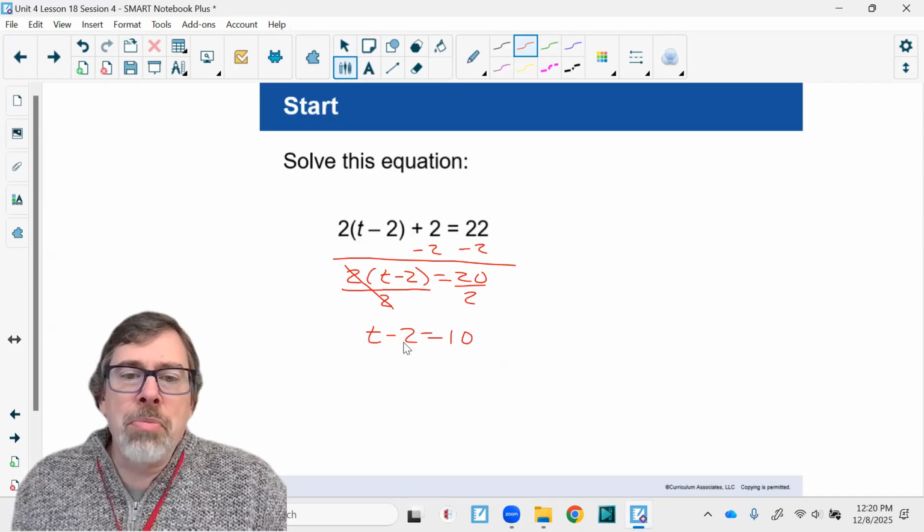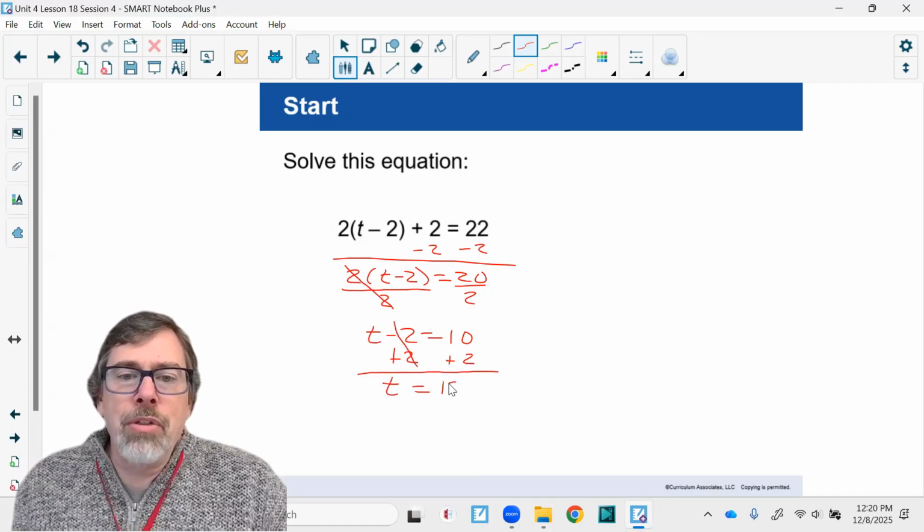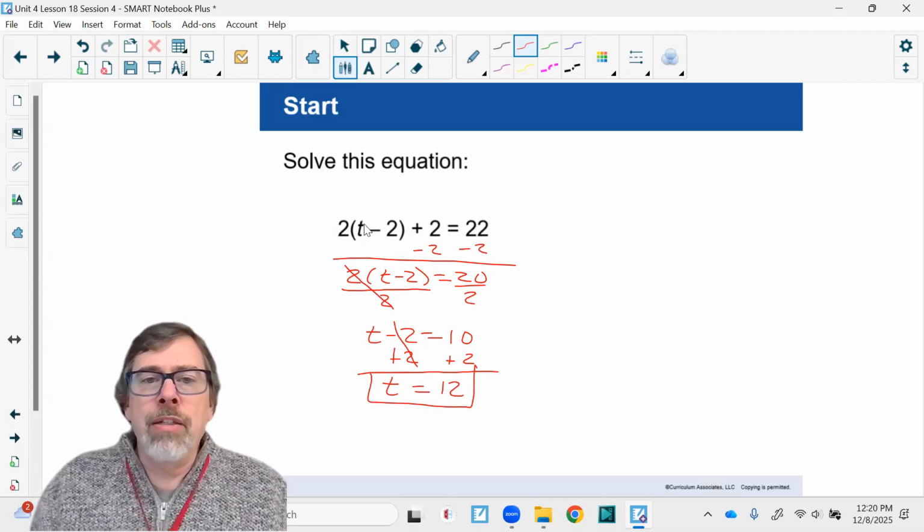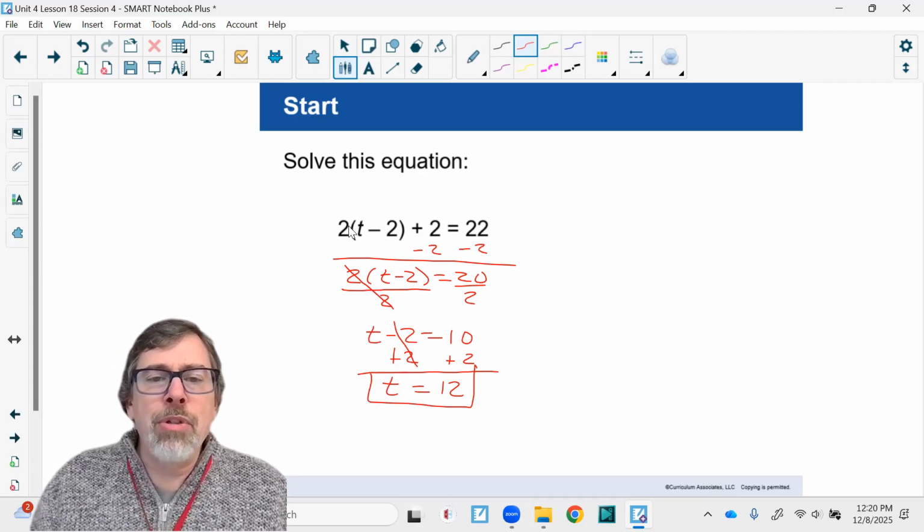And then to get rid of this minus 2, obviously I have to add 2 to get a 0 pair, and I add 2 over here. These are gone. I get t equals 10 plus 2 is 12. Hopefully you got that. If you check your answer, 12 minus 2 is 10. 10 times 2 is 20. 20 plus 2 is 22.